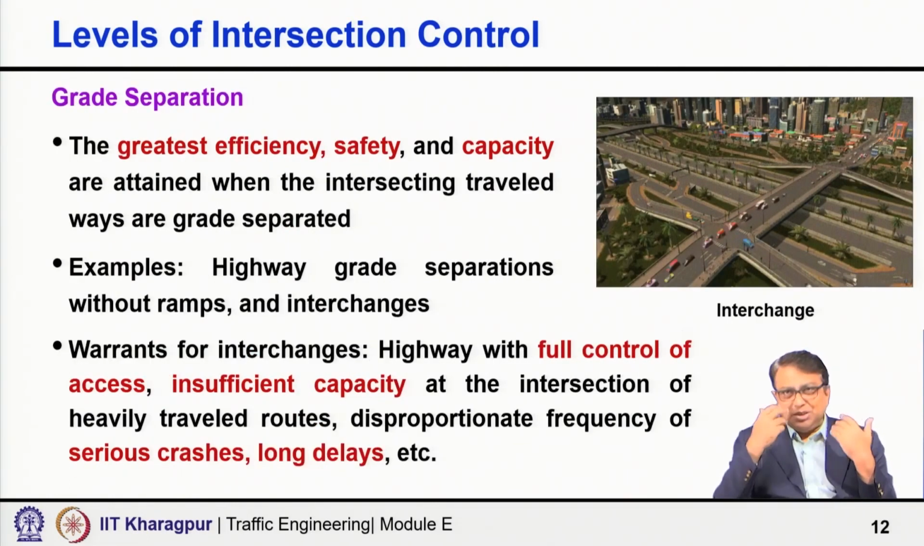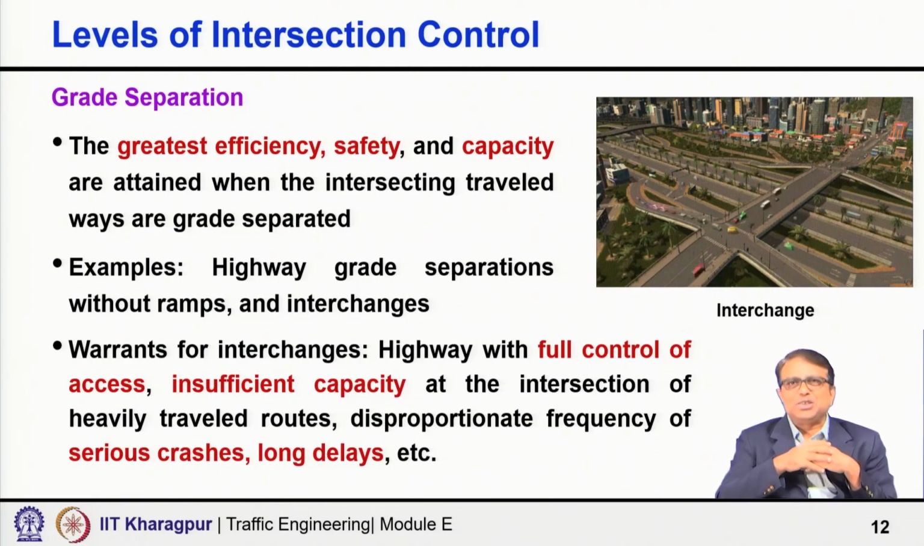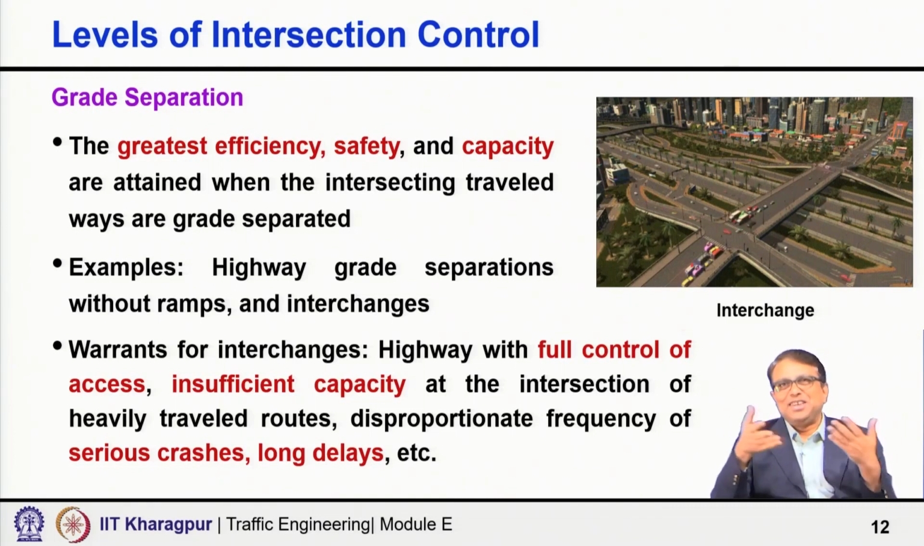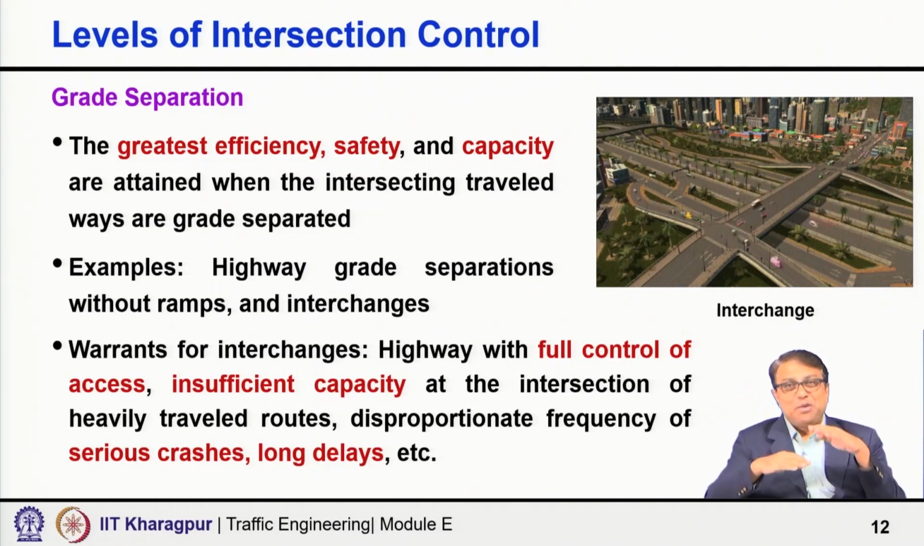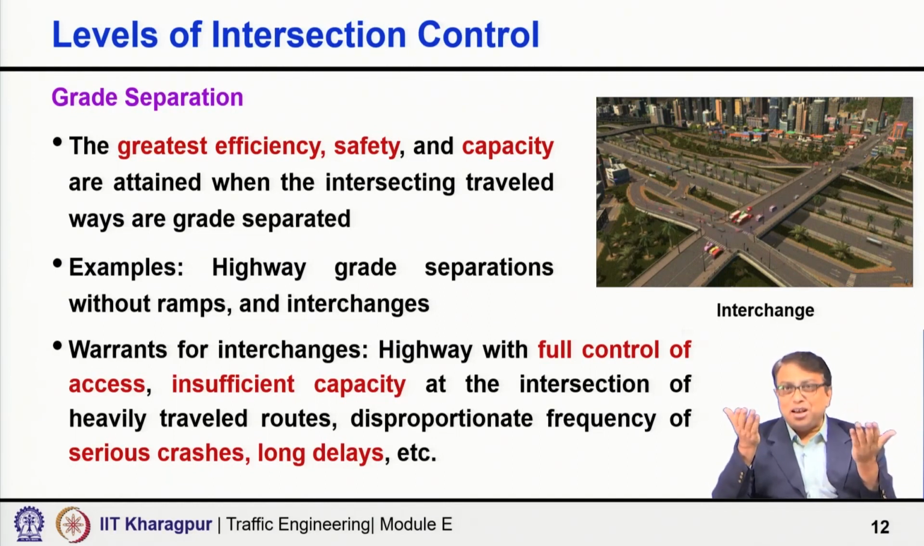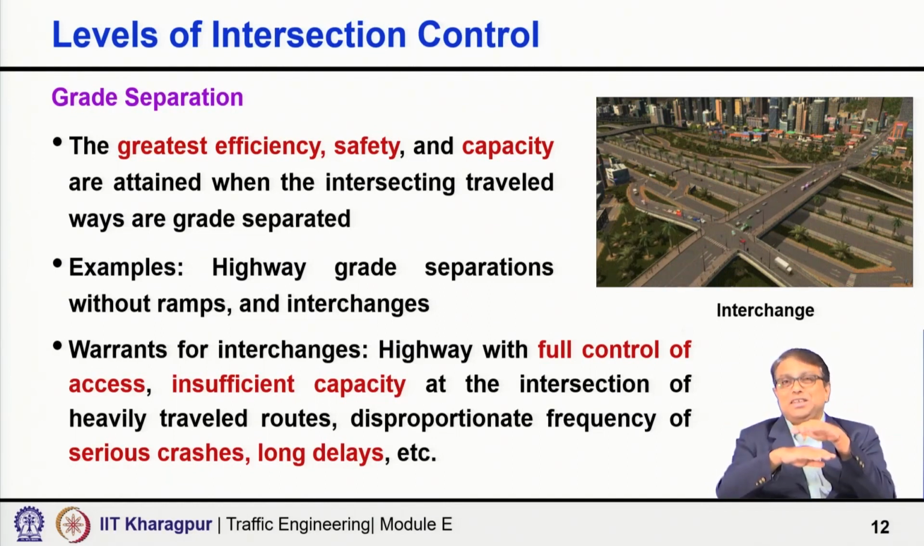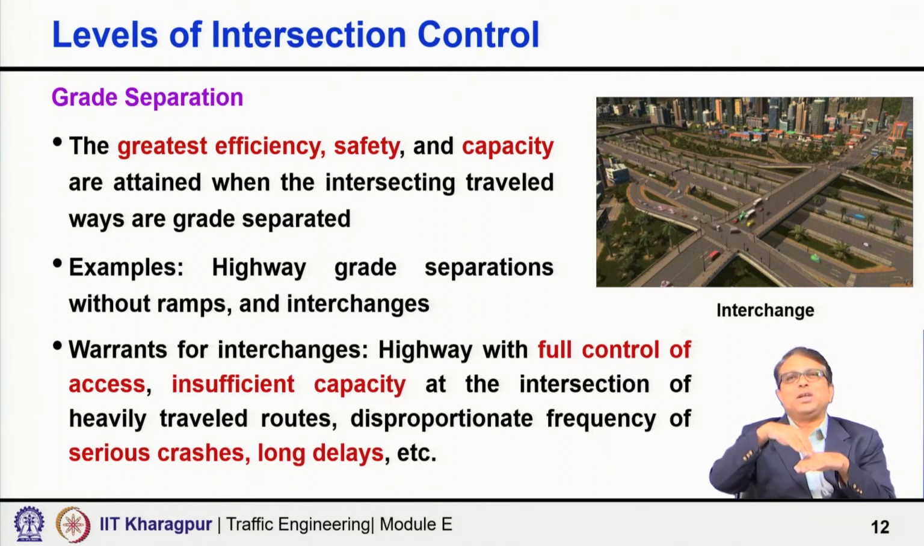Now, even if signalization also does not give the required result, then you go to the next higher level of control. Probably the best level is grade separation. You can see the video, you can see how the traffic moves in a grade separated intersection. Conflicting movements are happening, but happening at different grades, different levels. So, actually there is no conflict, because you have separated the conflicting movements by grade.